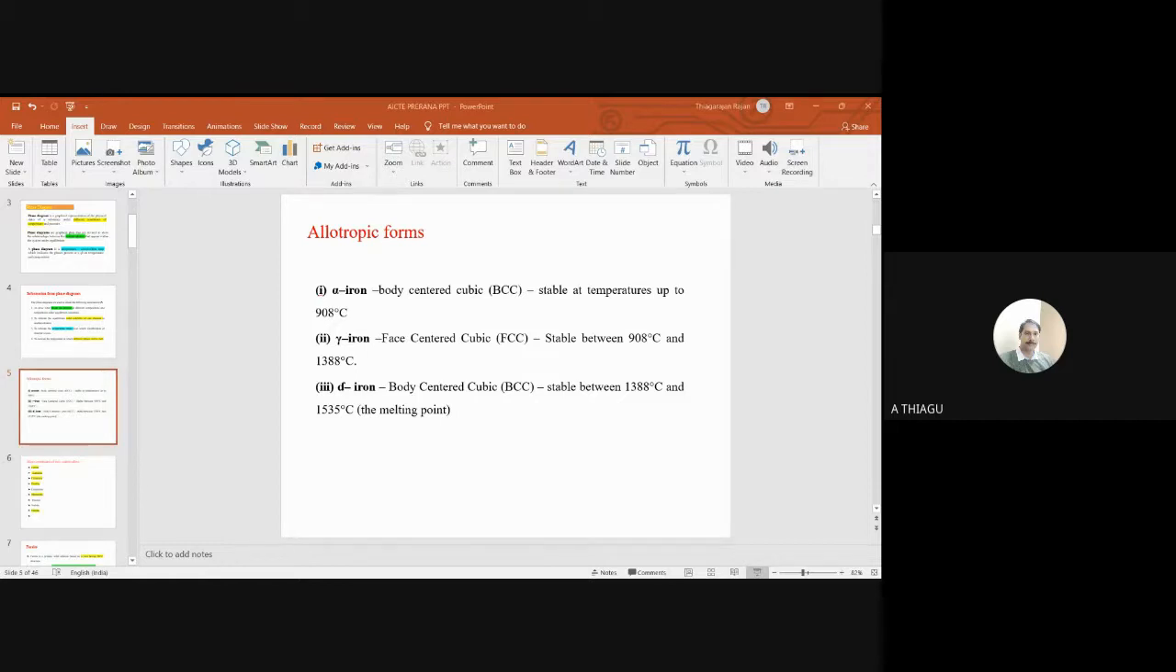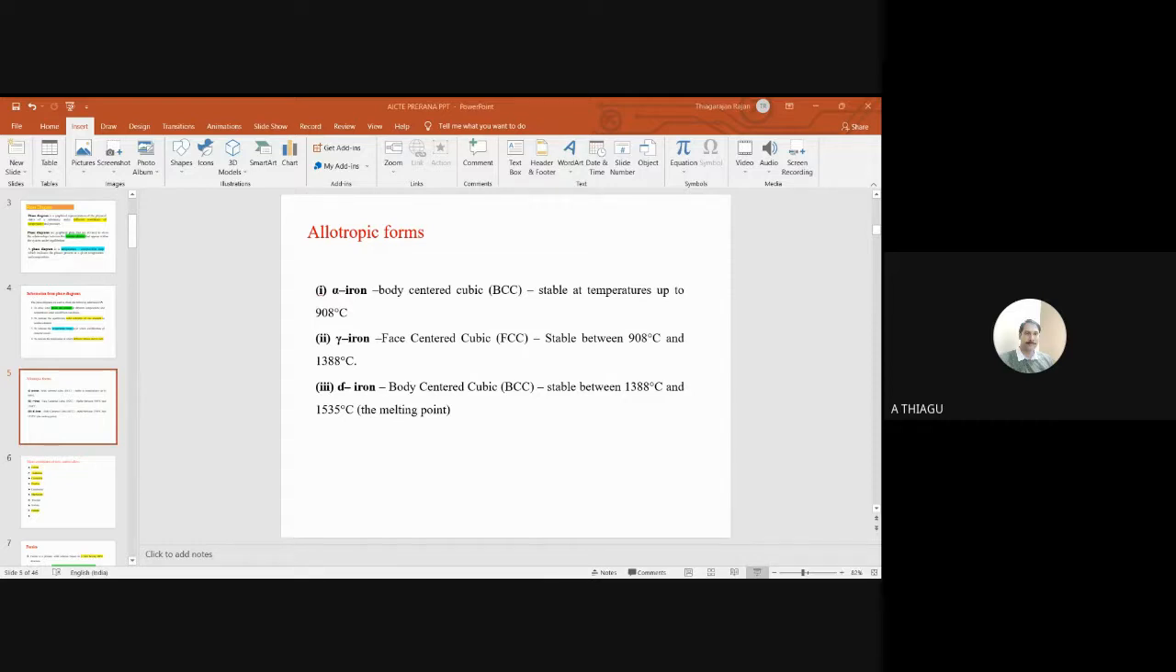Then the samples are allowed to cool. What will happen? The austenite gradually changes to ferrite. Then the ferrite will change to pearlite. So this is the transformation that happens for the eutectoid steel.